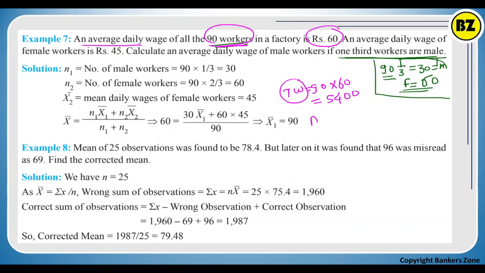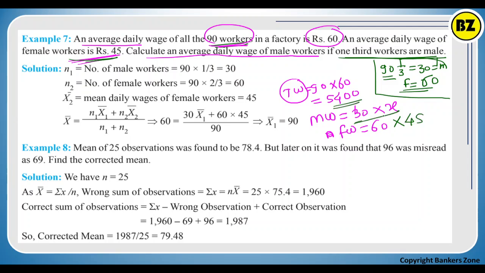Now male wages. What is the wage for the male? How many males are there? Males are 30. The average daily wage of the female is 45. The average daily wage of the male we have to find, so here we simply take it as x. What is the total wage of the female workers? How many female workers are there? 60. How much is the wage for the female? The female worker wage is 45 average.